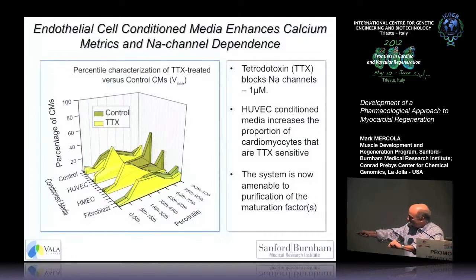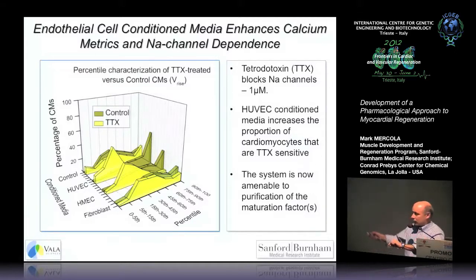And if you look at endothelial conditioned medium treated cardiomyocytes, these are human iPS-derived cardiomyocytes treated with a conditioned medium from either HUVEC cells or a microvascular endothelial cell line for about a week, what you can see is that it drives the distribution of cells so that they have faster calcium kinetics.